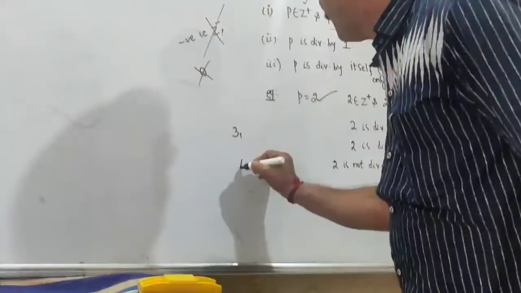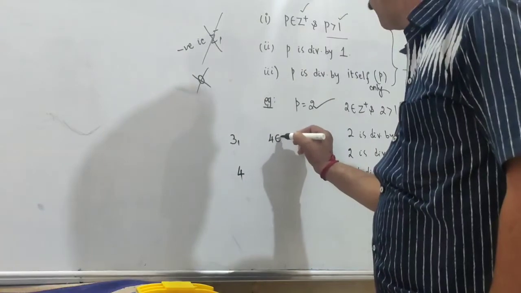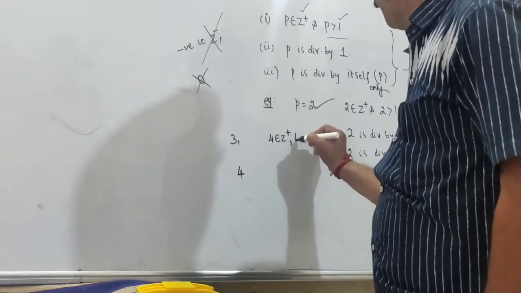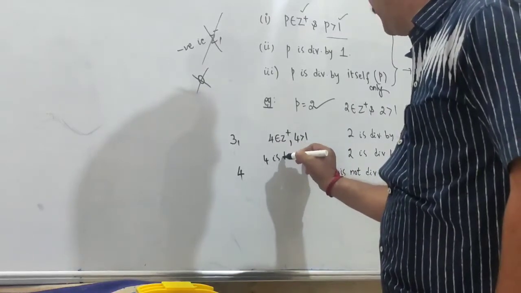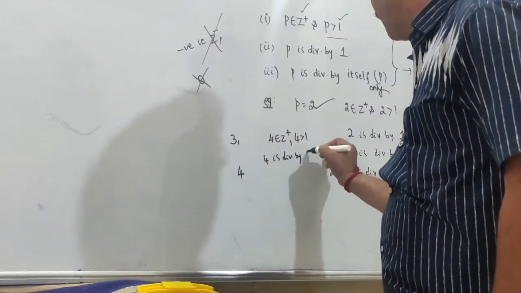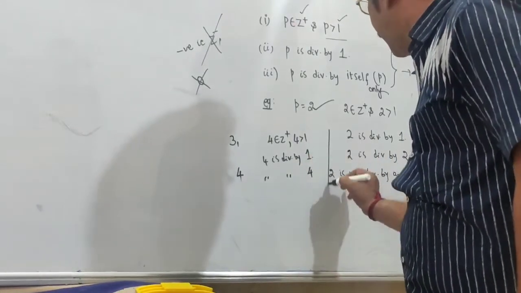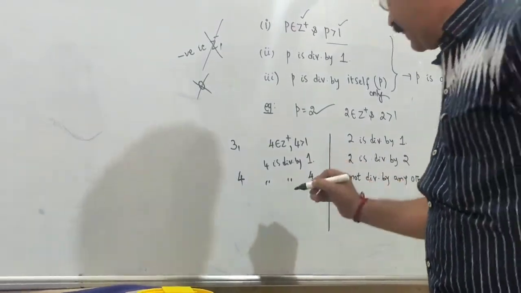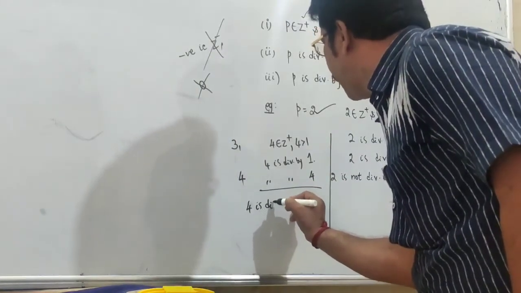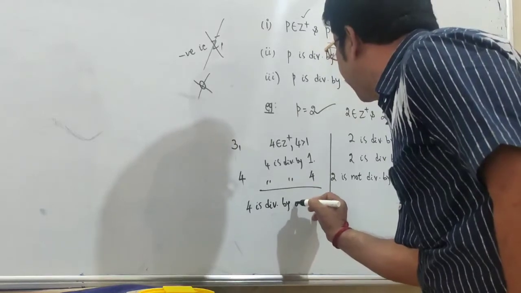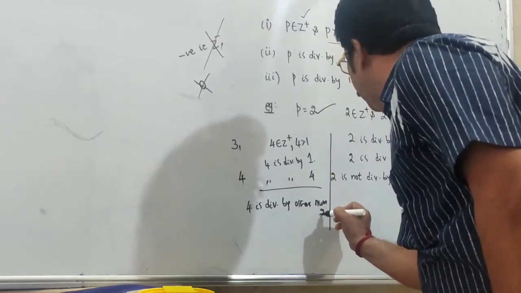Let us verify for 4. Listen, 4 belongs to Z plus. 4 is greater than 1. Next, 4 is divisible by 1. 4 is divisible by itself. Okay, but 4 is divisible by another number, 2.